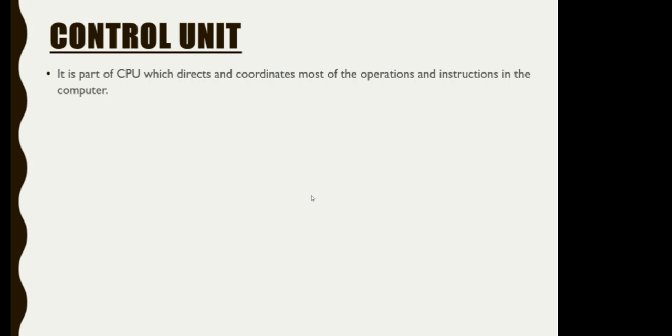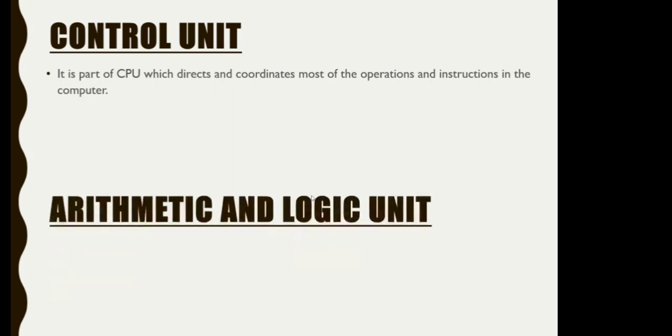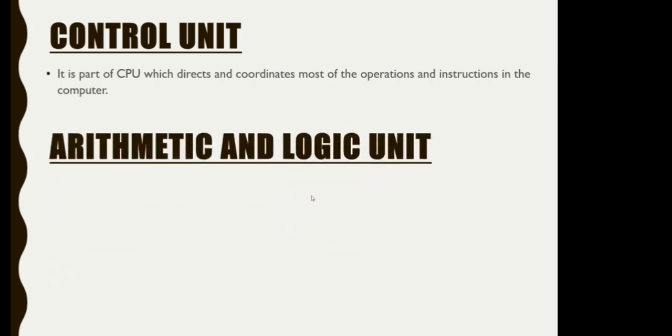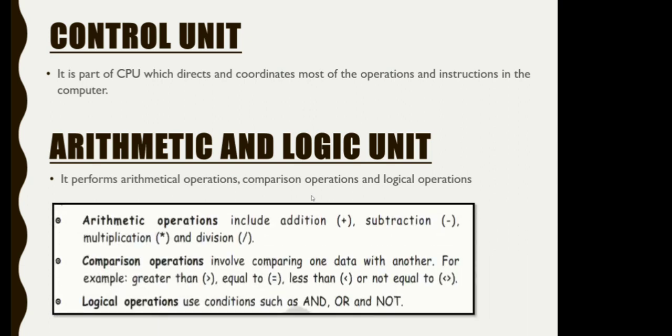First one is control unit. Control unit is a part of the CPU which directs and coordinates most of the operations and instructions in the computer. Okay students. Next one is arithmetic and logic unit. It is the other part of the CPU which performs arithmetical operations, comparison operations and logical operations.